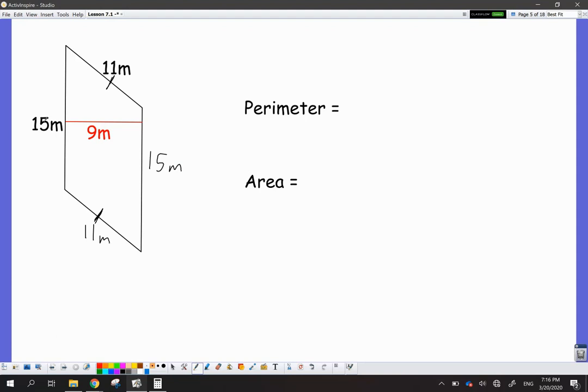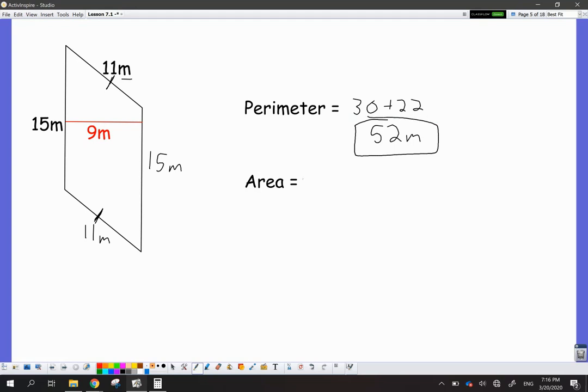And so if I add all 4 of these sides up, 15 plus 15, that's going to be 30. 11 plus 11, that's going to be 22. And if I add those two together, 30 plus 22 gives me 52. My units are meters. So my perimeter here is 52 meters.